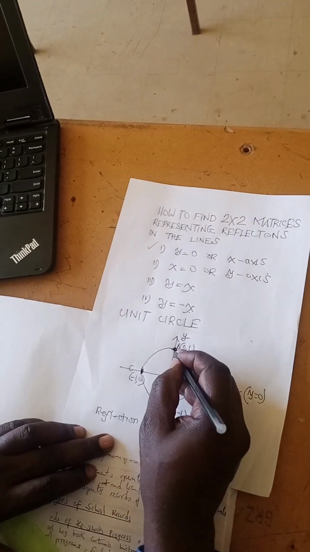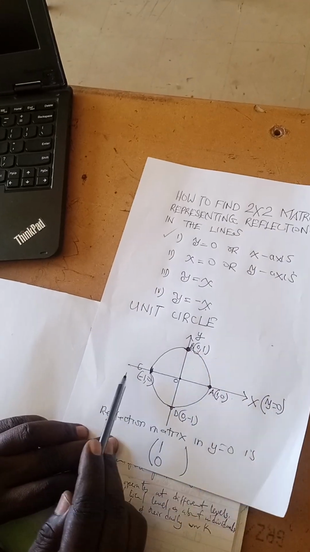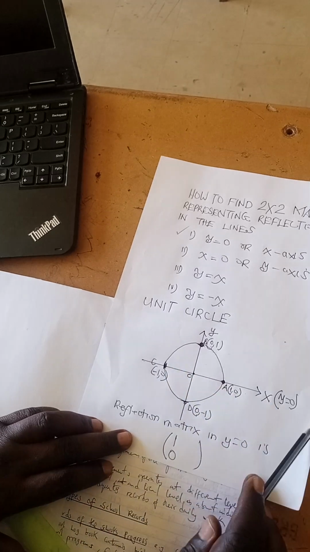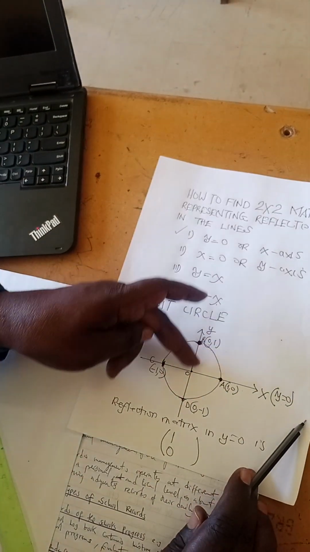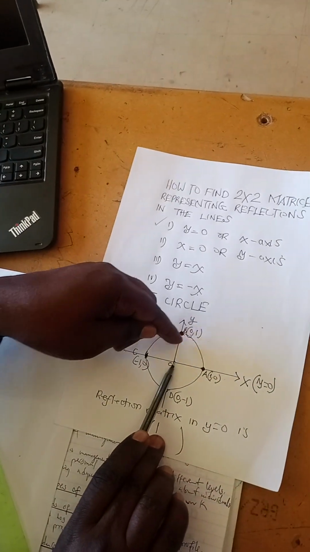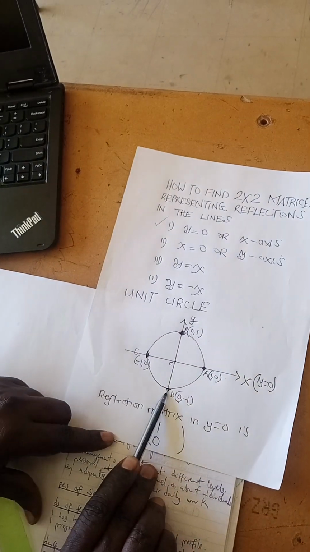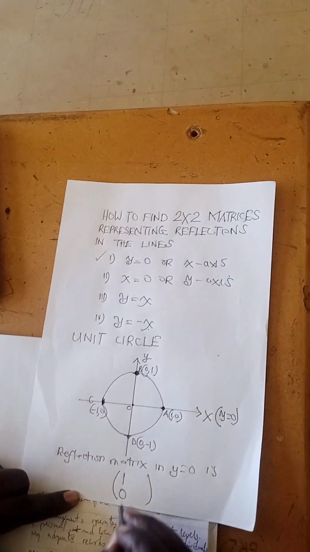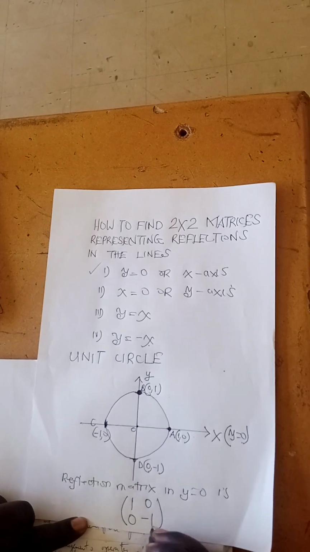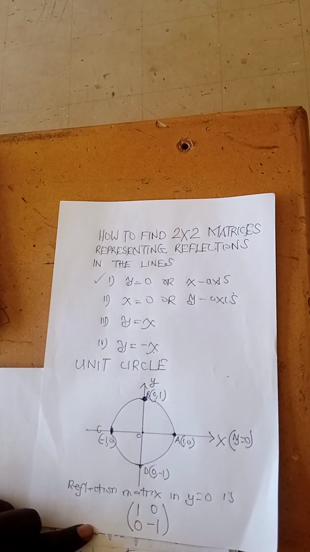And then this is the second point we have to reflect. If we reflect the point B in the line y is equal to 0, the distance is going to be perpendicular to this line. So this point, when we reflect it in the line y is equal to 0, it will come to D. Now, what is D? D is a point 0, negative 1. So this is a matrix of reflection in the line y is equal to 0.